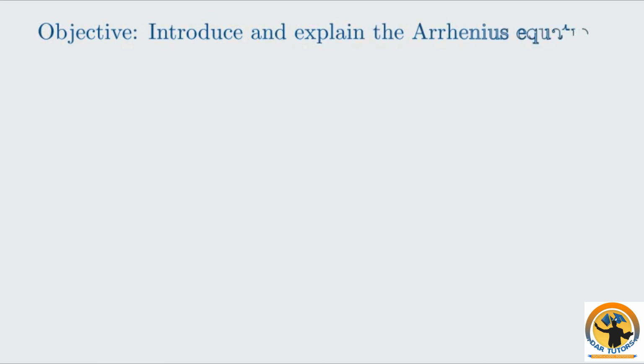We've seen that the rate constant k is temperature dependent. This relationship is precisely described by the Arrhenius equation. Our objective is to introduce the Arrhenius equation and explain its components. The Arrhenius equation is k equals A times e to the power of negative activation energy over R times T. It's a cornerstone of chemical kinetics.